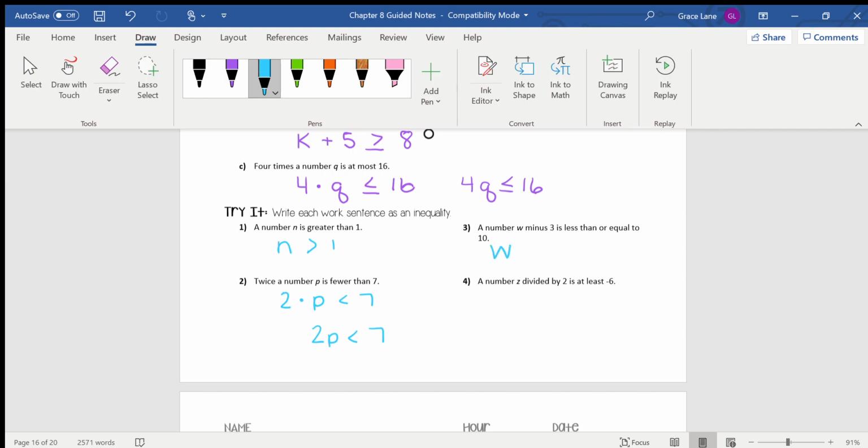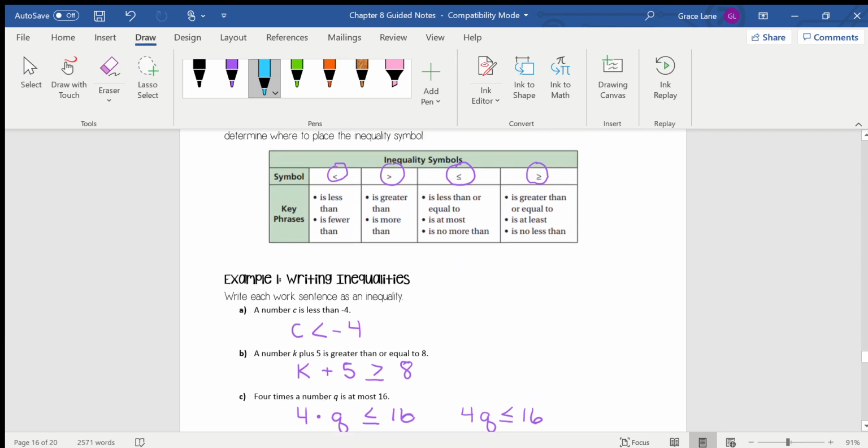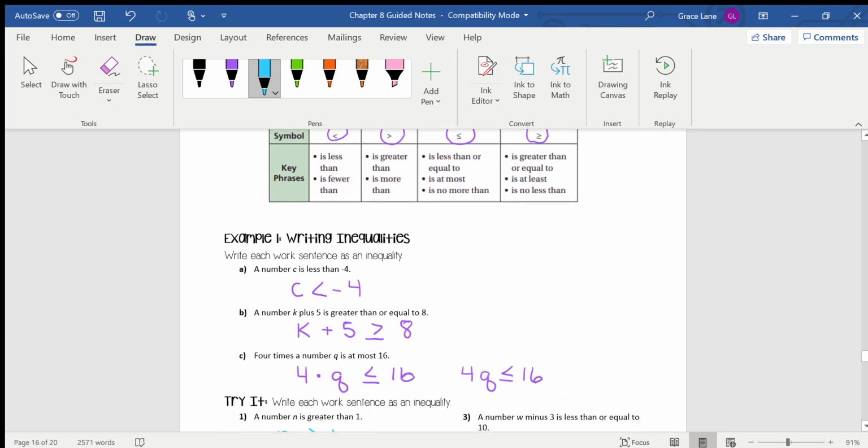So w minus 3 is less than or equal to 10. So you literally take it step by step and you rewrite it into the math sentence. A number z divided by 2 is at least, means greater than or equal to, -6. So if you don't have all your keywords memorized, just keep going back to look at the chart up at the top.